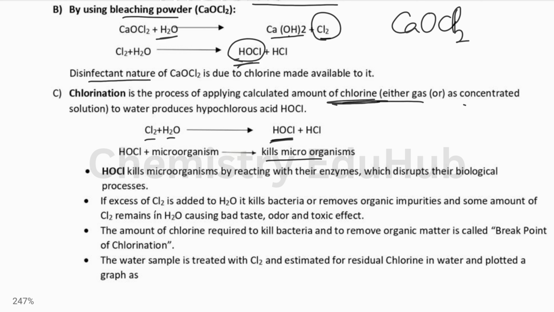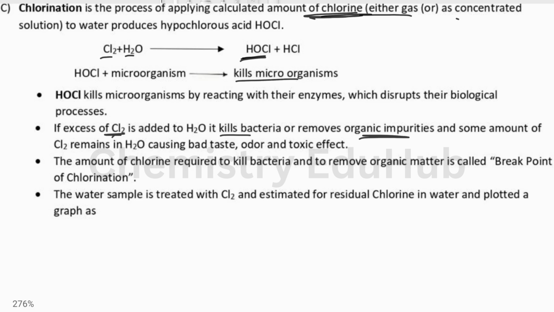If an excess amount of Cl2 is added to the water, it kills the bacteria and also removes the organic impurities. But the excess leaves the water with bad taste, odor and toxic effect. So we cannot just add any amount of chlorine to water. That needs some calculation according to the amount of water to which we are adding. The amount of chlorine that you add to kill the bacteria is what is called the break point of chlorination. Only such an amount is required to treat the water.